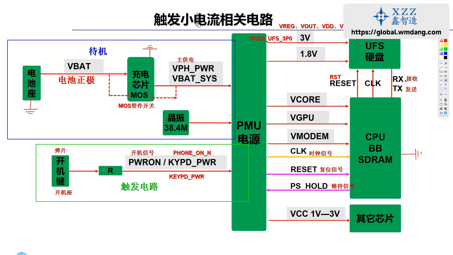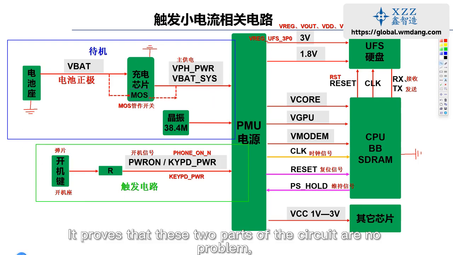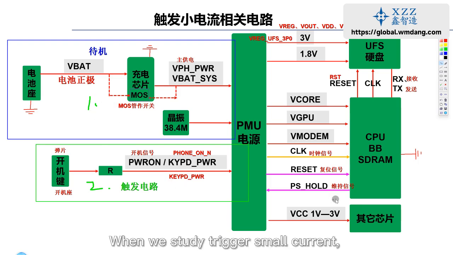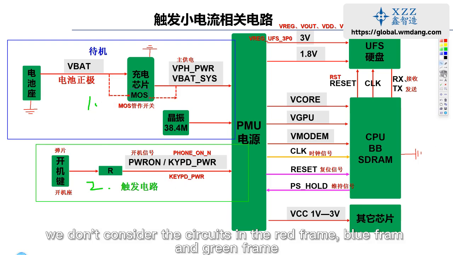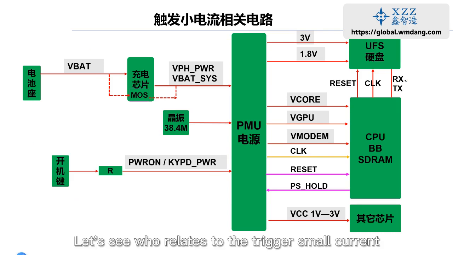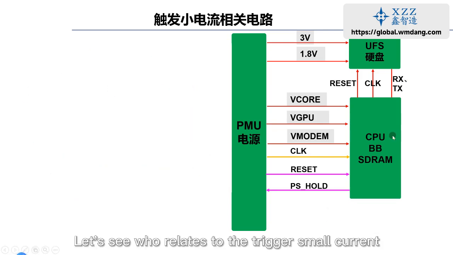What does it prove? It proves that these two parts of the circuits are no problem. We don't consider them. When we study trigger small current, we don't consider the circuits in the red frame, blue frame, and green frame. Let's see who relates to trigger small current.